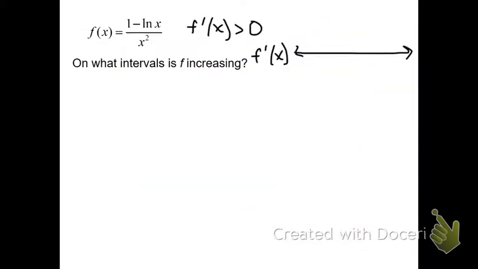Okay, last one. We are looking for where f is increasing. So again, we're looking for f prime positive and an f prime sign chart. Now I'm going to do my derivative with a quotient rule. So low is x squared. D high, the derivative of 1 is 0. The derivative of the natural log of x, hopefully you remember that, is 1 over x.